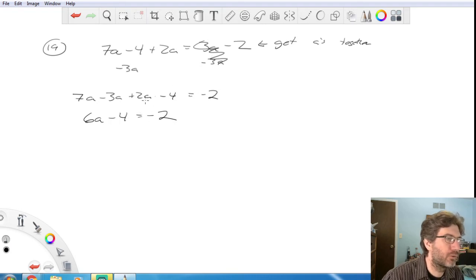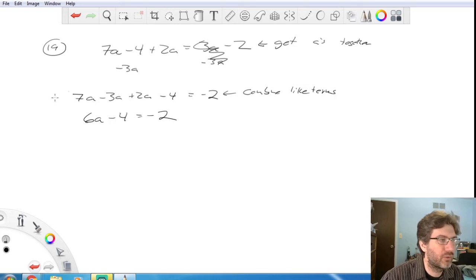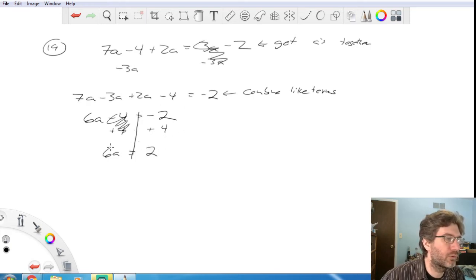Again, just bringing down the -2, bringing down the -4, and this was me combining like terms. These all have a's, so I can add them all up. So 7 minus 3 gives me 4, 4 plus 2 gives me 6. So I have 6a. Then I got to get a by itself, so I'm going to add 4 because I do order of operations in reverse. And add 4 to this side. That gives me 6a over here because this cancels. Watch your sign work. Watch your integer stuff. -2 plus 2 gives me a +2. And I'm going to divide by 6, divide by 6.